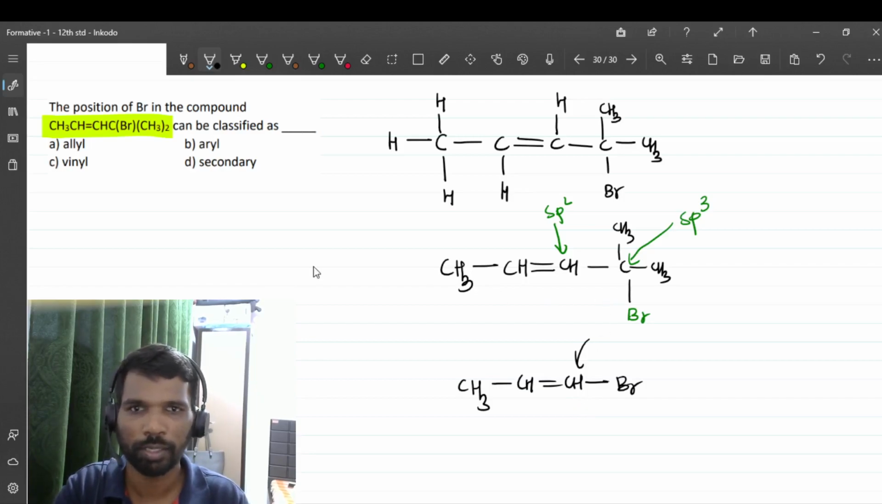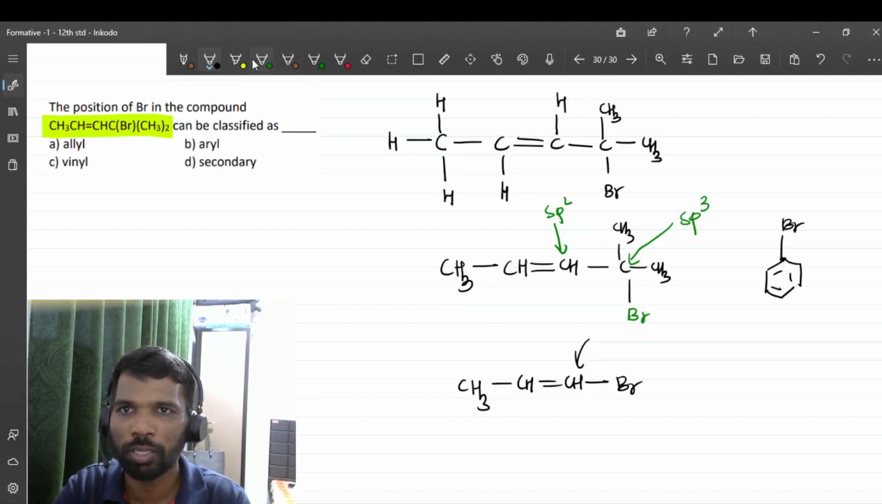Aryl means the halide is directly connected to benzene. This Br is directly connected to benzene. That is what aryl is. So the answer over here is allylic halide.